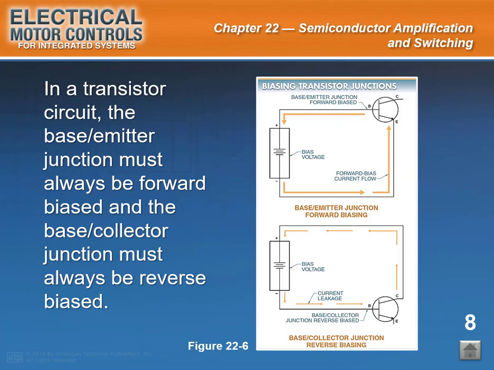The external voltage, bias voltage, is connected so that the positive terminal connects to the P-type material, base, and the negative terminal connects to the N-type material, emitter. This arrangement forward biases the base/emitter junction. Current flows from the emitter to the base. The action that takes place is the same as the action that occurs for a forward-biased semiconductor diode.